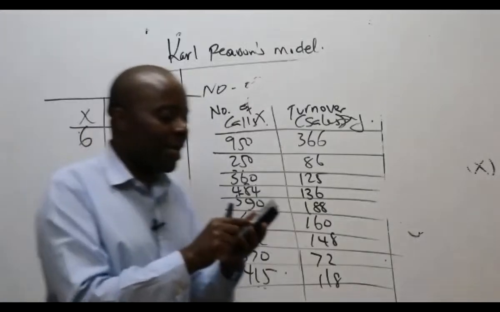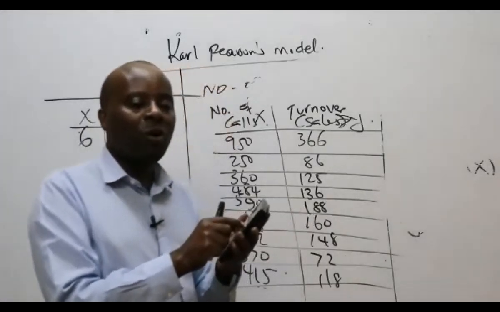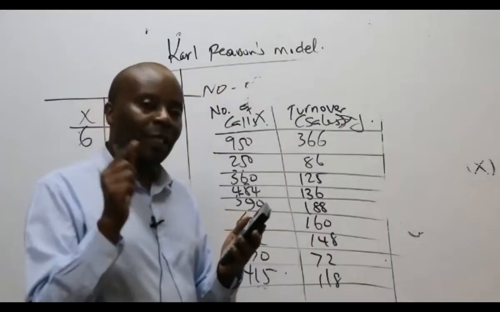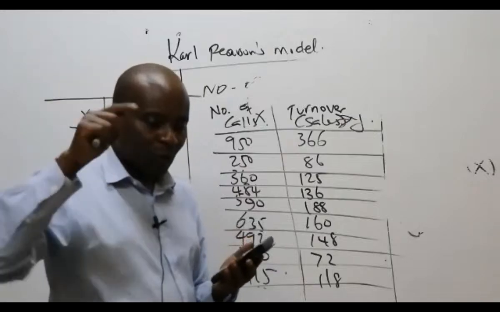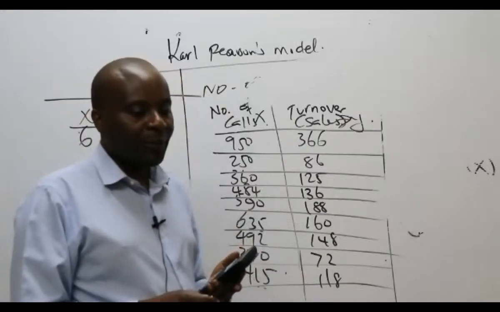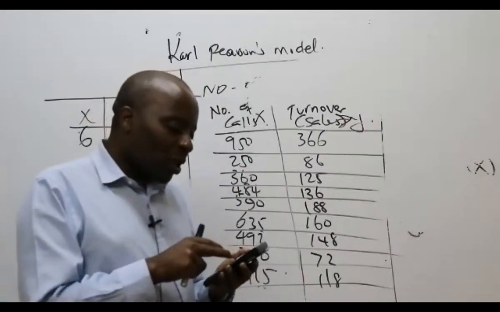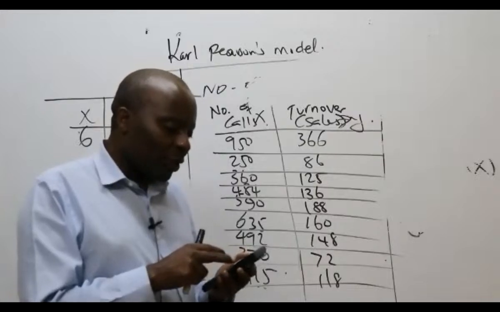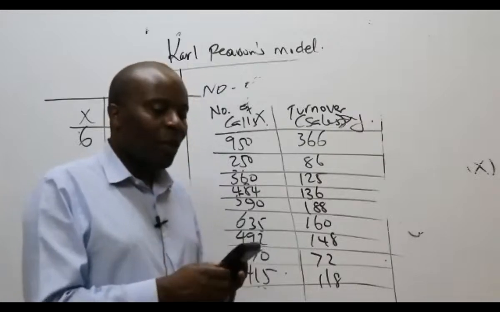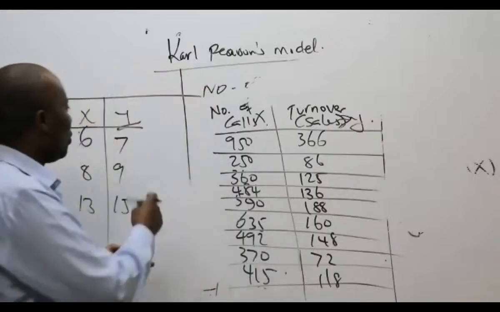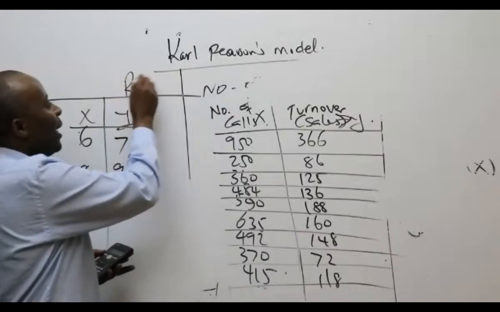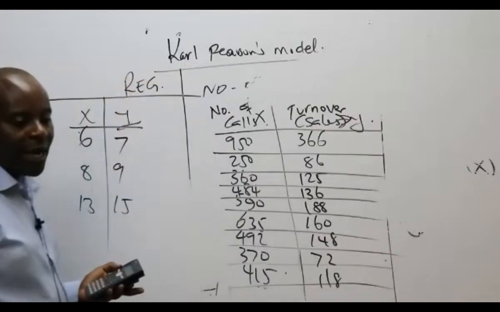Please, there near ON, you'll be able to see MODE. Is there anybody who has been able to see that button called MODE? Somebody say Y for yes. Thank you very much. So when you click on that MODE, either once, twice, or whatever, you'll be able to see REG. Reg for what? Reg for regression.